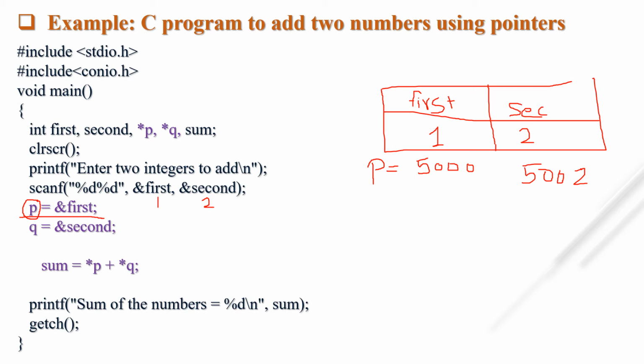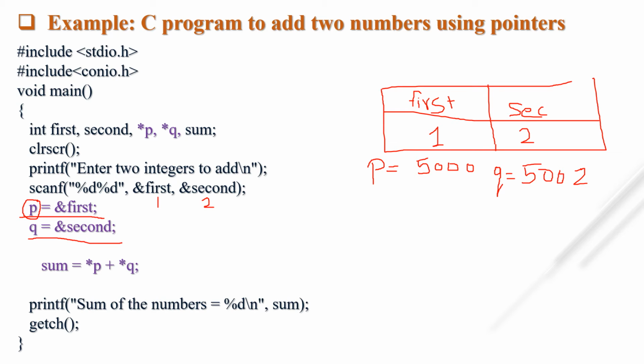And q is also a pointer. Q equal to &second. So what is the address of second? 5002. So the value of q is 5002 and the value of p is 5000.